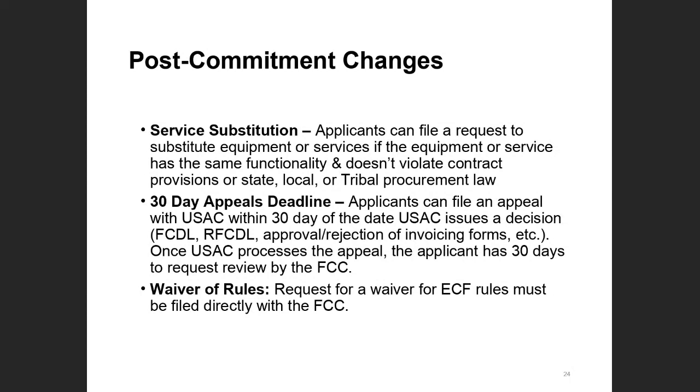You have 30 days to file an appeal with USAC following any of their decisions. So if you think a mistake was made on the funding commitment decision letter, the revised funding commitment decision letter, or if an invoicing form was rejected and it shouldn't have been, you can file an appeal with USAC. If you get denied on that appeal, you can then appeal to the FCC within another 30 days. Also, if you are asking for any kind of waiver of the program rules, you'll need to file that request directly with the Federal Communications Commission.